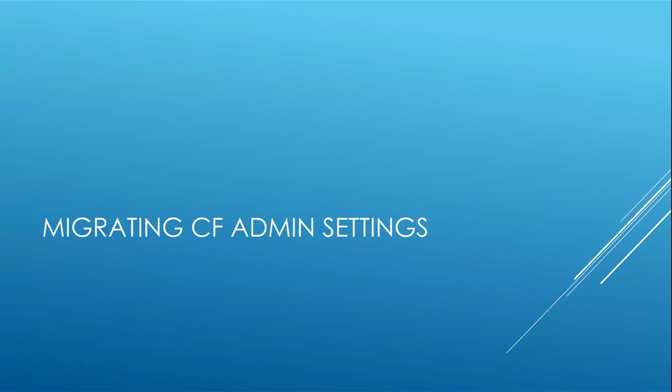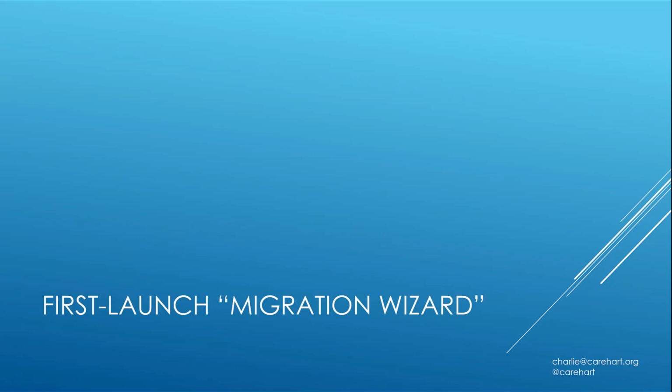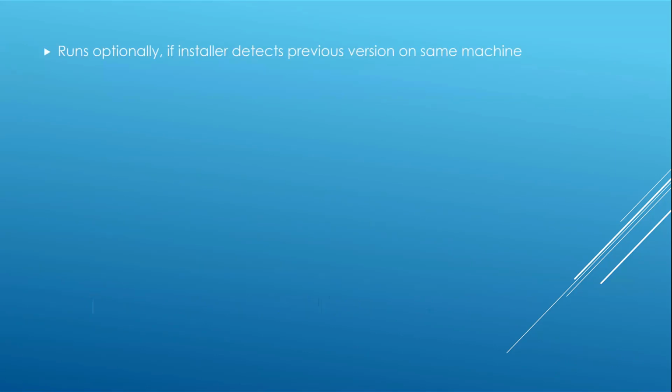All right. So first up, migrating CF admin settings. And first we're going to talk about doing it with traditional tools, the things that maybe some of you have heard of before. And the first was that first launch migration wizard is the formal name for it. So if it detects that a previous installation of CF is on the same machine, then it offers on the first launch of the administrator to show you a screen to lead you through migrating your settings.